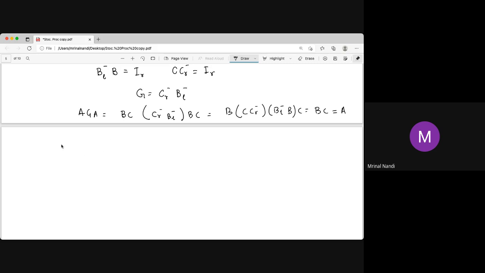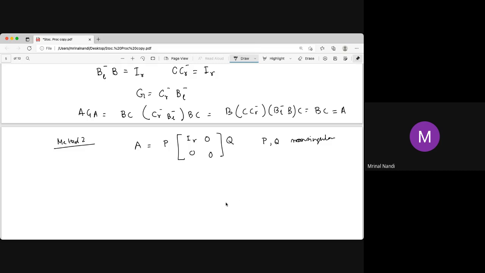Then another alternative method is method 2. Method 2 to find G inverse is this. We know that since A has rank R, we can write A like that. So there are some non-singular matrices P and Q such that this happens.